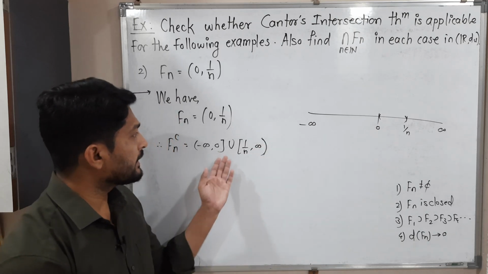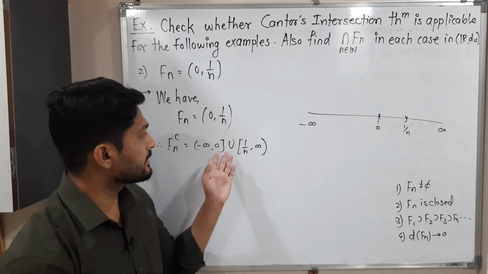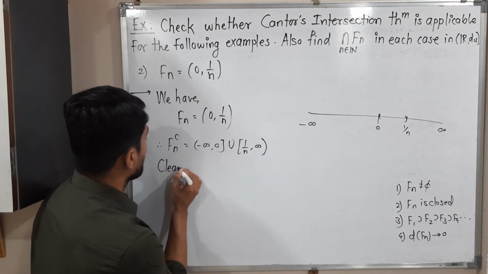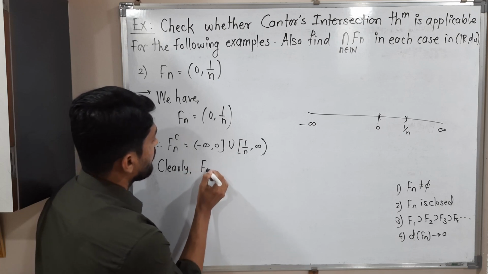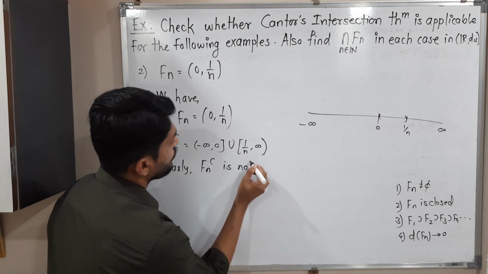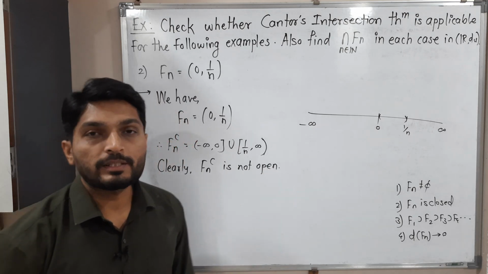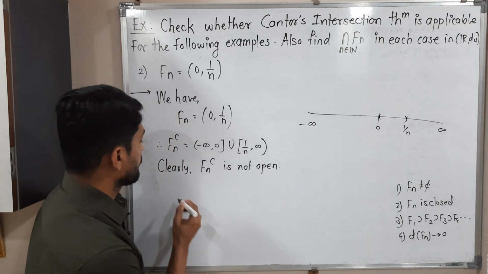But the complement is clearly not open, since closed intervals are there. Clearly, Fn complement is not open. So the complement is not open, so that's why the set is not closed.